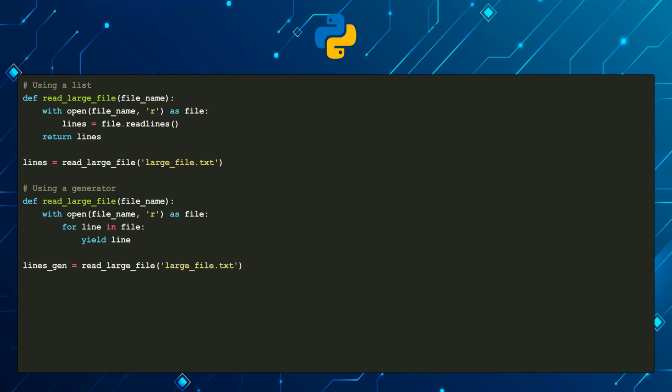With the list approach, we read all lines into memory at once. With the generator, we read and yield one line at a time, making the code simpler and more readable while saving memory. Now, let's explore some practical use cases where Python generators excel, simplifying complex tasks while optimizing performance and memory usage.